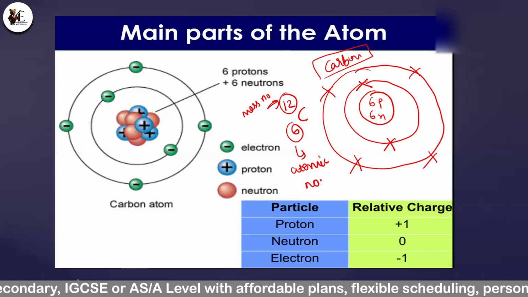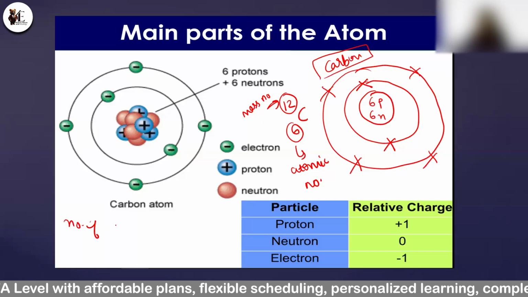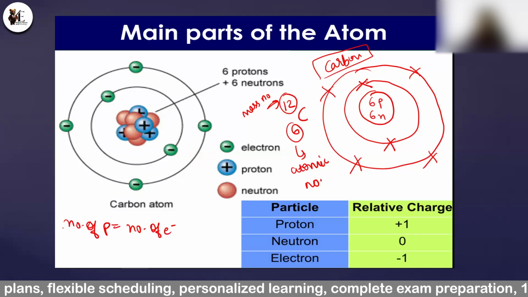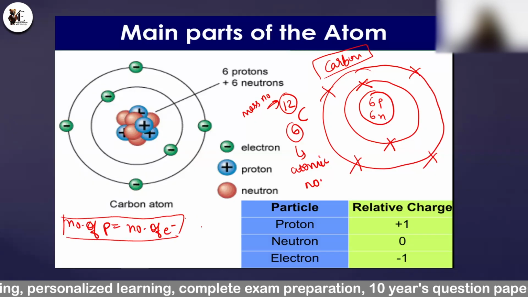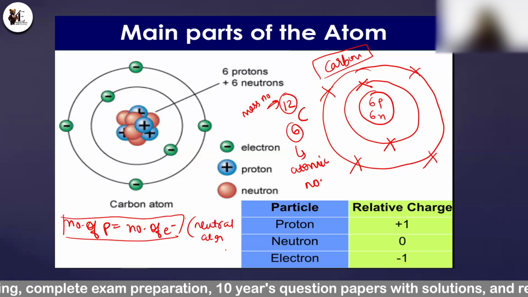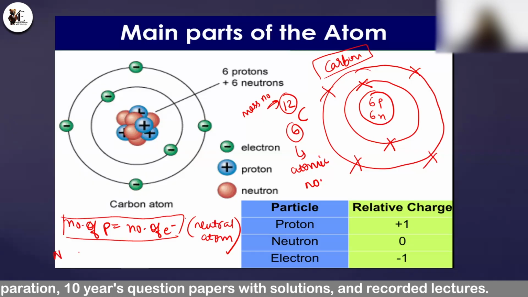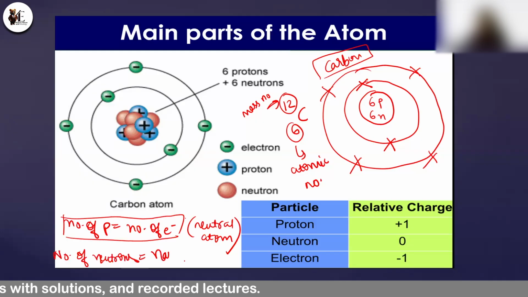One more thing, write down this thing, that number of protons is equal to number of electrons. These things are very important, okay? Number of protons is equal to number of electrons in the neutral atom only, when there is no charge. And one more thing, number of neutrons, if you have to calculate, it is equal to mass number minus atomic number. So copy this and then we will solve one question.